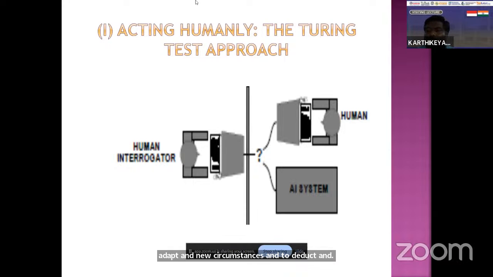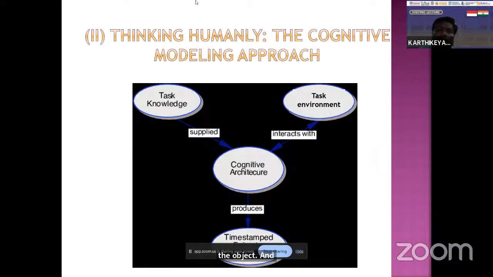So the total Turing test, which includes a video, so that the interrogator can test the perceptual abilities of the machine. So it will need computer vision to perceive objects and robotics to manipulate objects, etc. And the second approach is nothing but thinking humanly, which means the robot or computer thinking like a human.